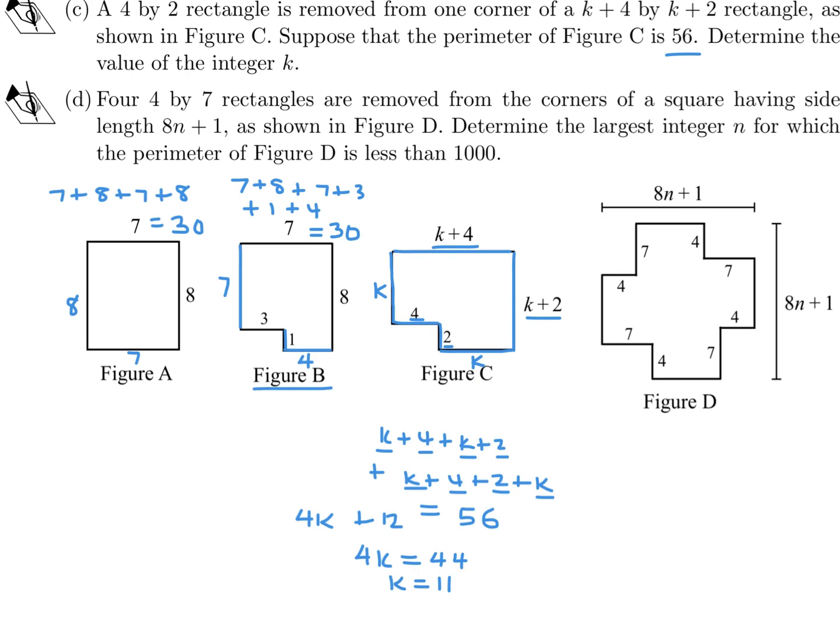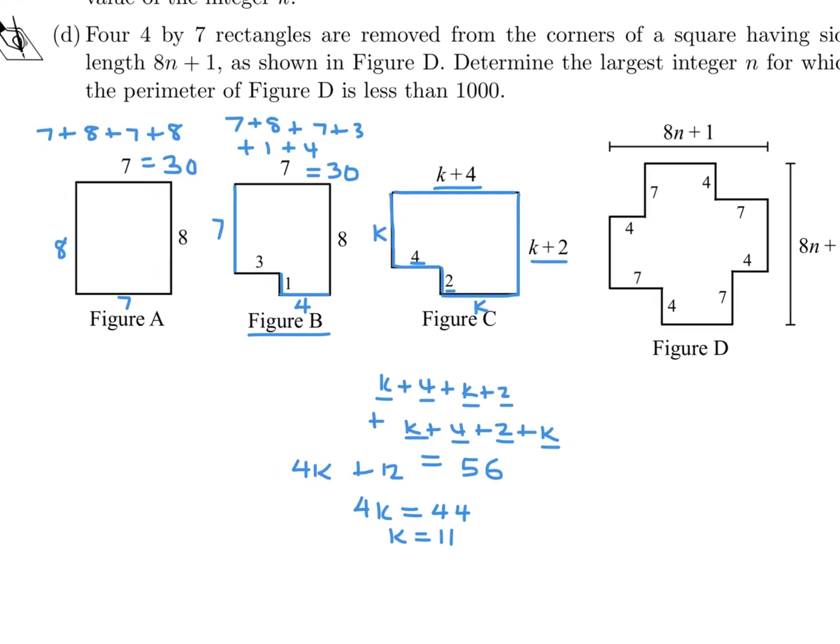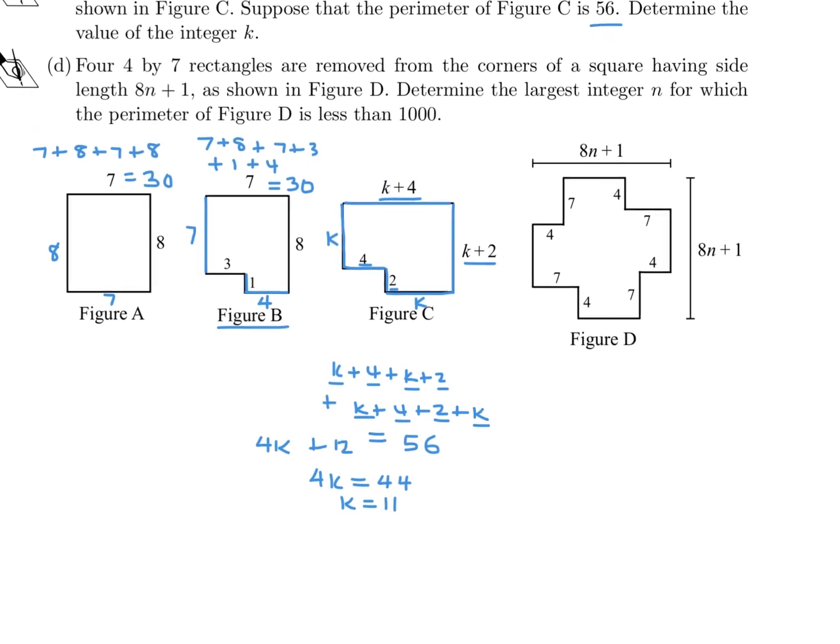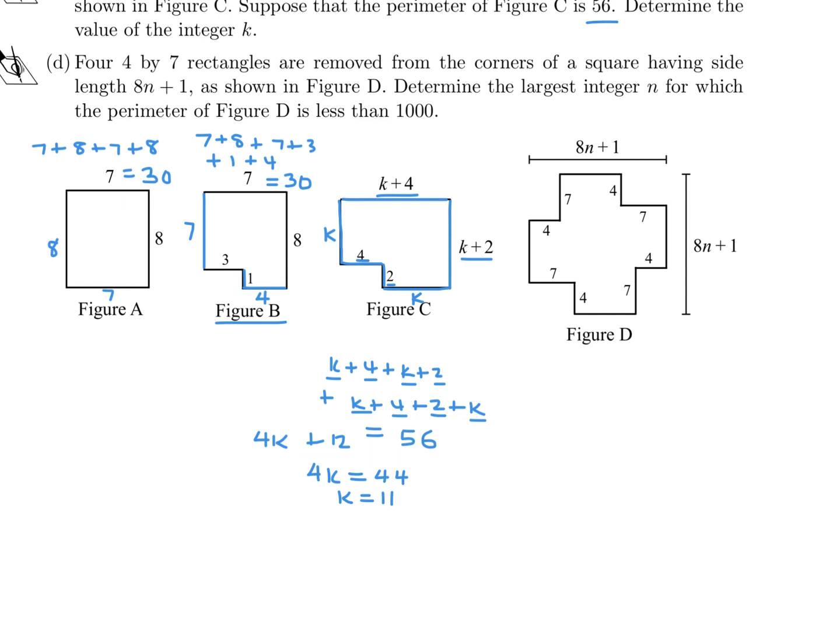And finally we have D. 4 by 7 rectangles are removed from the corners of a square having side length 8n plus 1 as shown in figure D. Determine the largest integer n for which the perimeter of figure D is less than 1,000.